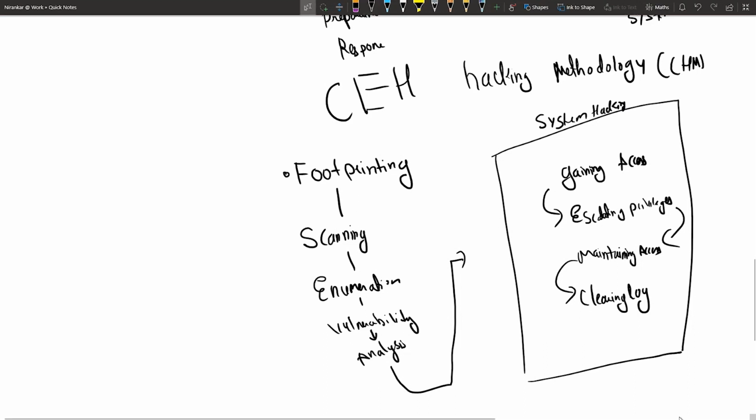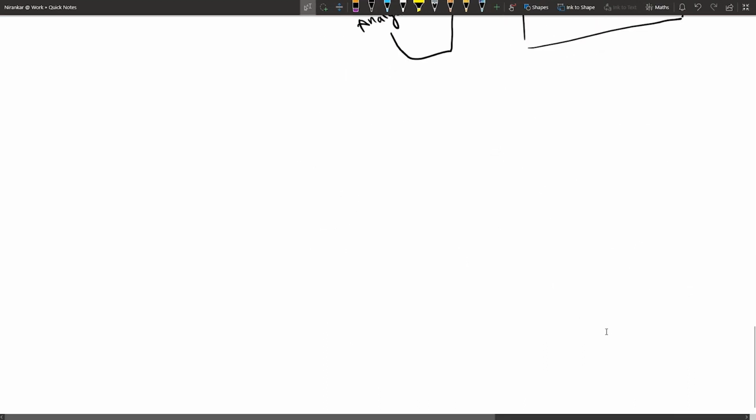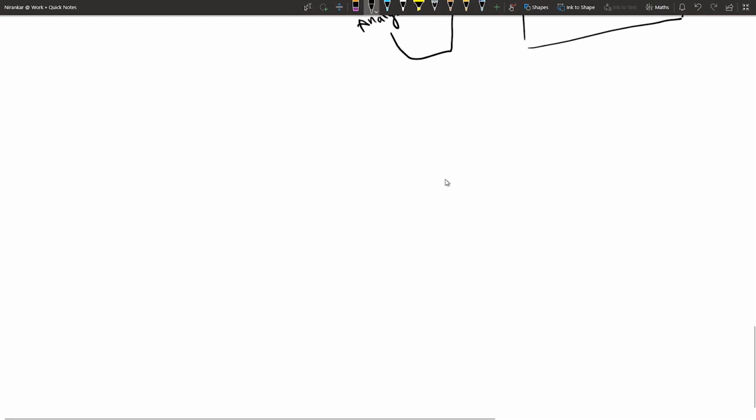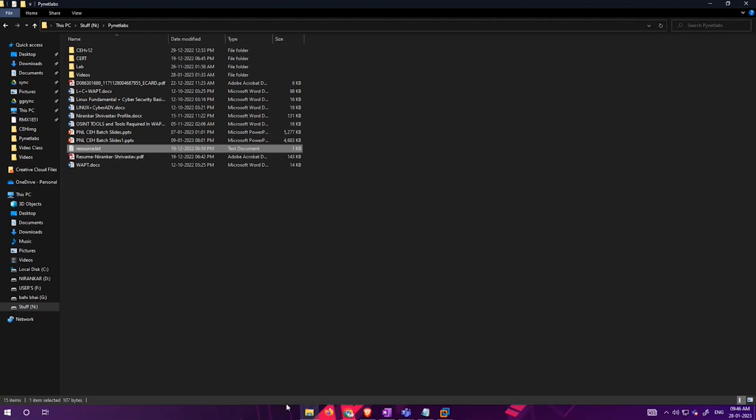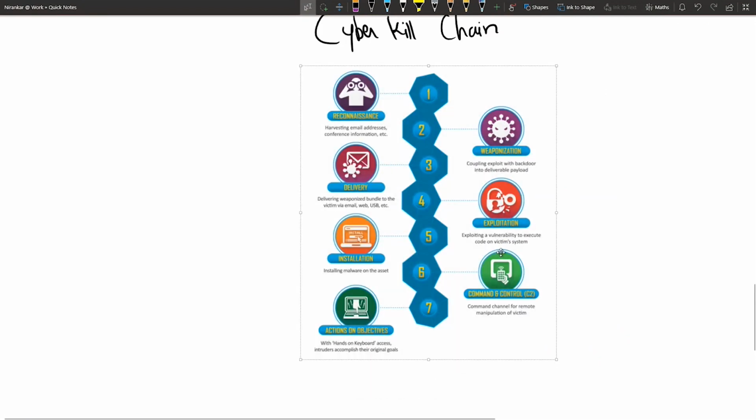Then we have cyber kill chain methodology. So it is important, the cyber kill chain, from the exam point of view. And it is also important for your day-to-day life if you want to go with hacking. So this is just a general term, but it is right now linked with the chain, so it makes it different. I'll paste an image over here. So this is the cyber kill chain.